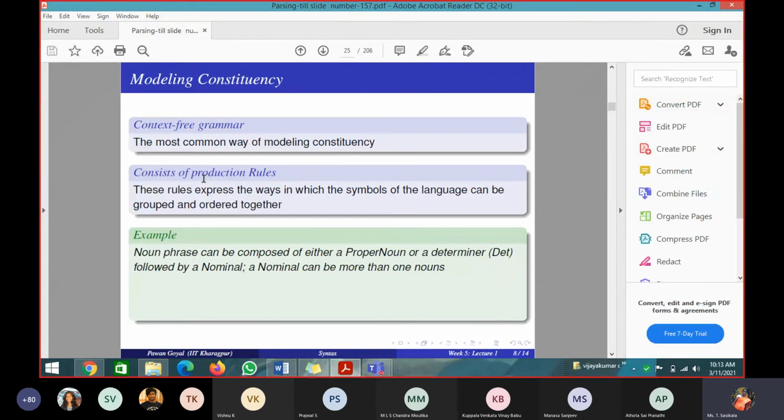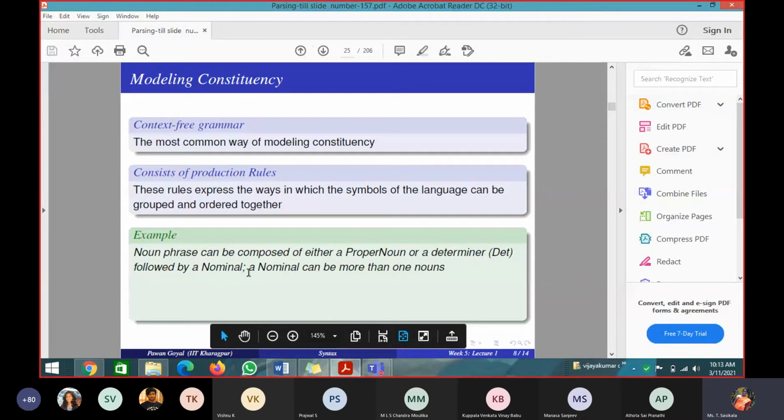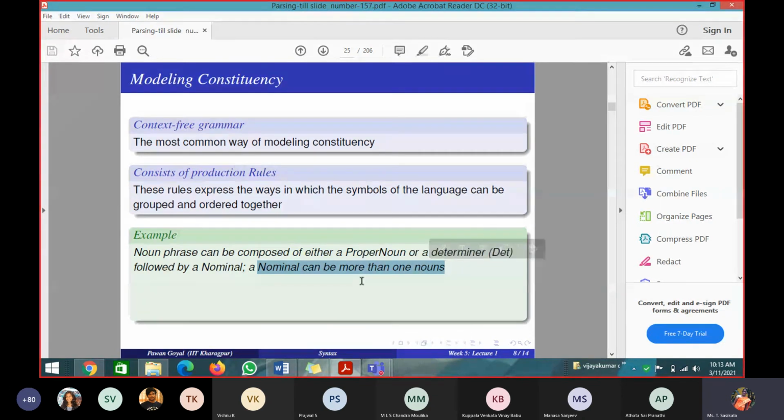That's why here is the production rule example they have given. A noun phrase can be either a proper noun, for example "Joe grew potatoes", where Joe is a proper noun, so that forms a noun phrase. Or it may be a collection of words, a determiner followed by a nominal. And how are they defining a nominal? A nominal can be one noun or more than one noun. A noun or a collection of nouns, we call a nominal.